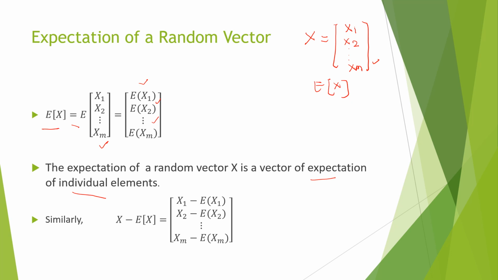Similarly, suppose I want to calculate X minus EX, that is, subtract the expectation of random vector X from the random vector X. Then we have to subtract each element of EX from the corresponding element of X. So x1 minus Ex1, similarly second element x2 minus Ex2 and so on up to xm minus Exm. So this way we calculate expectation and X minus EX.